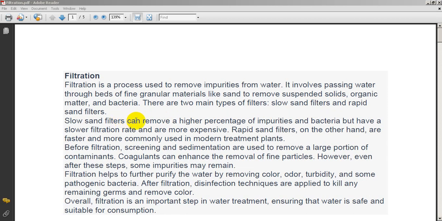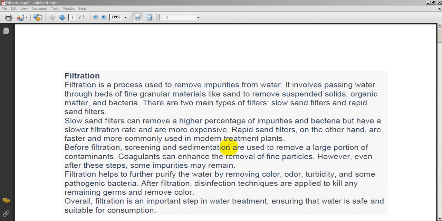Slow sand filters can remove a higher percentage of impurities and bacteria, but have a lower filtration rate and are more expensive. Rapid sand filters, on the other hand, are faster and more commonly used in modern treatment plants.